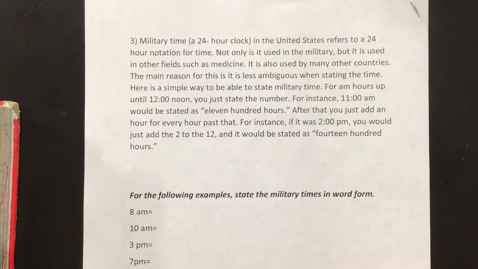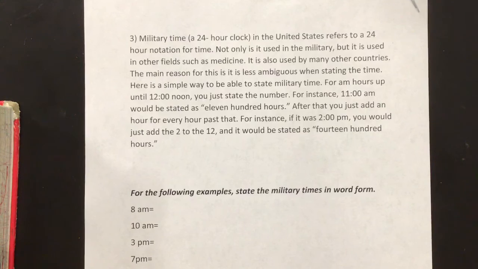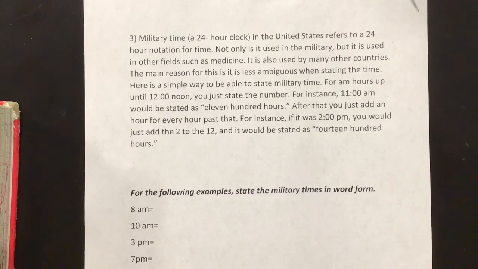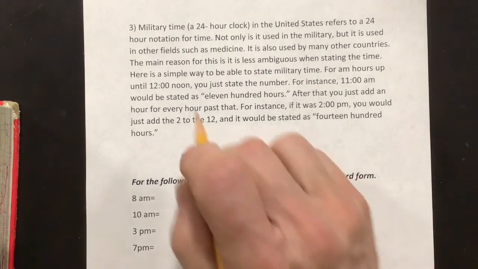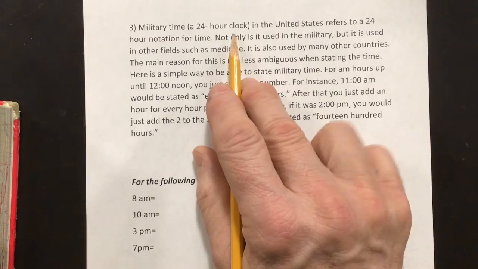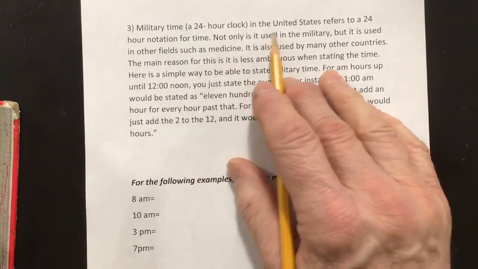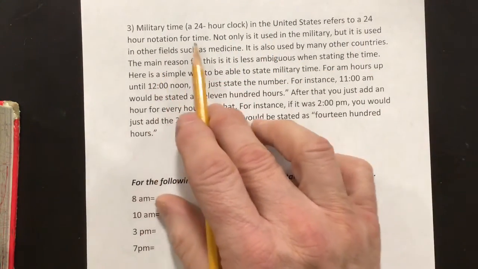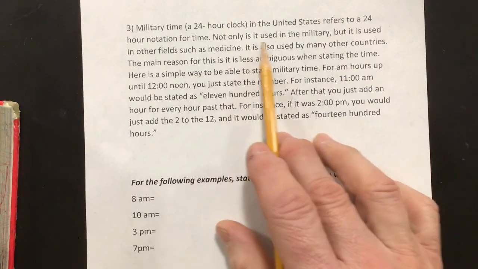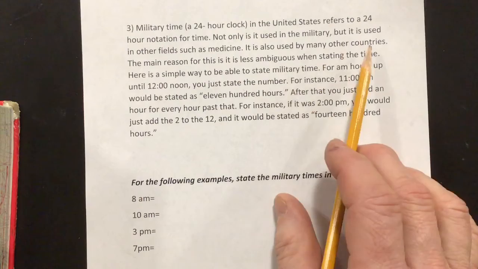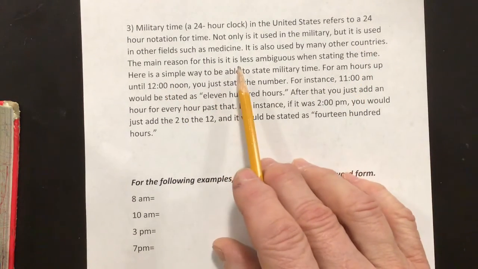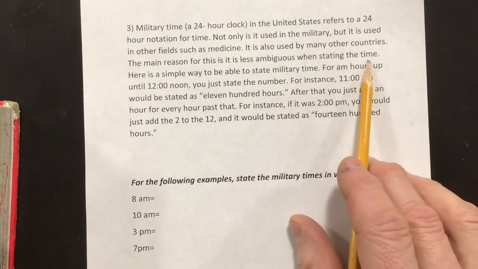Okay, last problem. I decided, I'm pretty sure this is something you have not seen at this point. Maybe you have, but I thought I'd introduce military time. Actually, if we did military time, life would be simpler, kind of like the metric system. Anyway, it says military time, which is a 24-hour clock instead of 2 12s, in the United States refers to a 24-hour notation for time. Not only is it used in the military, but is used in other fields such as medicine. It is also used by many other countries. The main reason for this is that it is less ambiguous when stating the time.